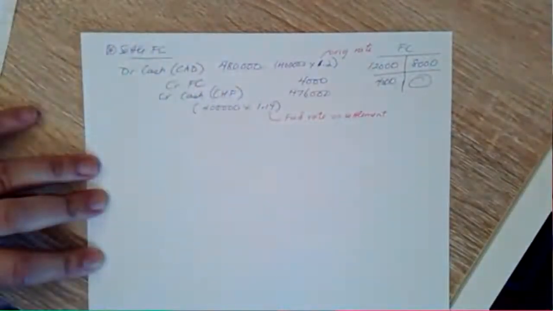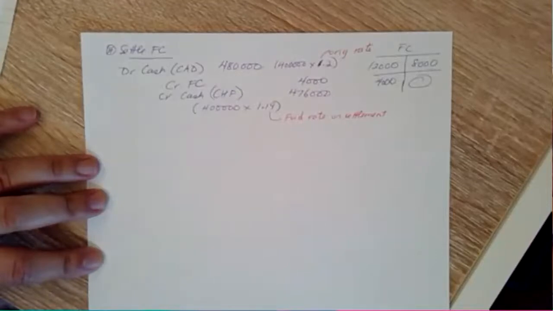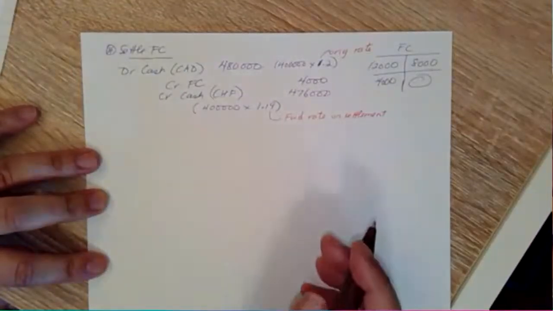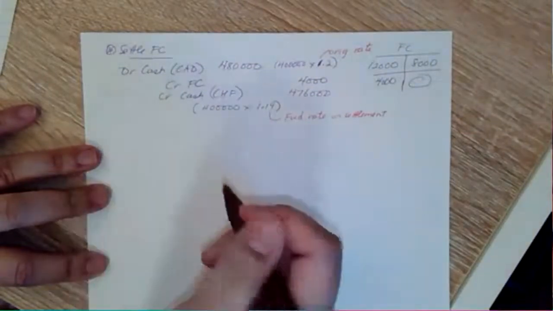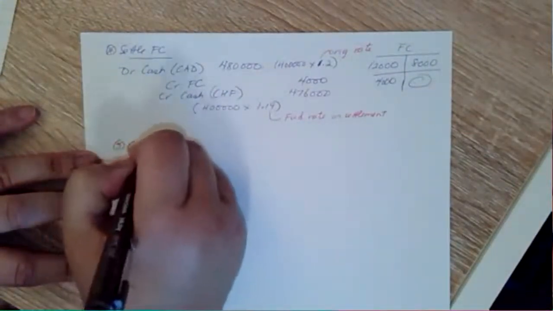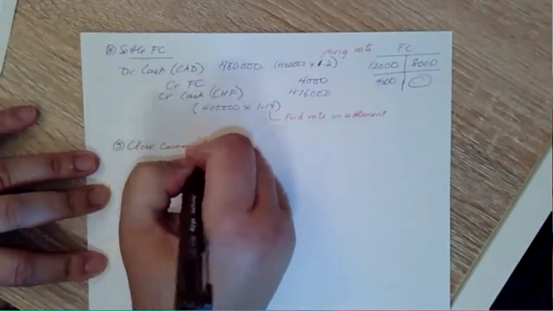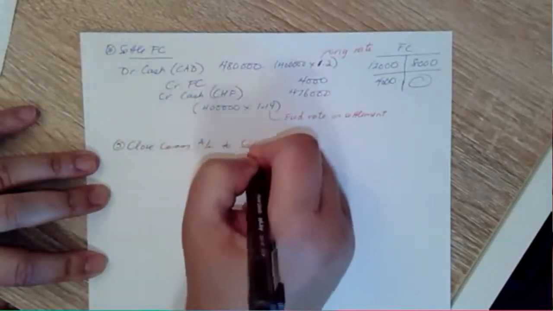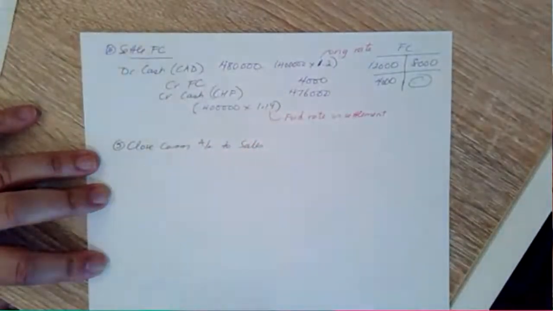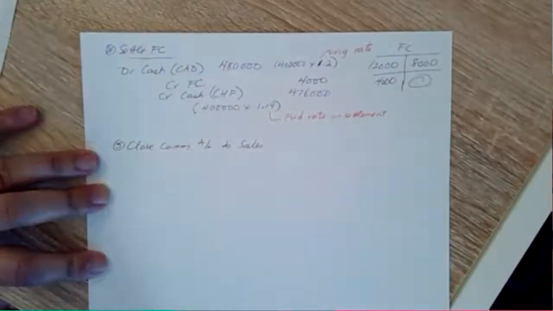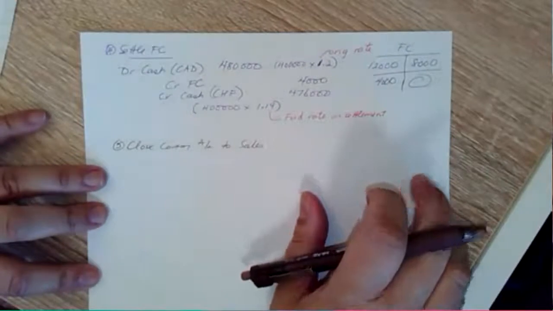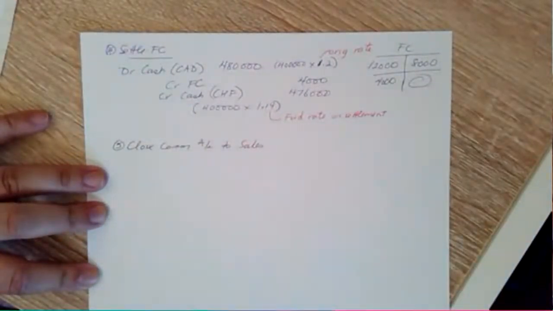Now, the very last thing we have to do is still with the commitment asset liability. It's still sitting with a balance, a liability of 4,000. So we can close it now. Step 5 is going to be close the commitment asset liability to sales. And remember, if it's a purchase, then you're closing it to purchases or cost of goods sold or inventory or whatever you're working with. So go ahead and try a question like that.